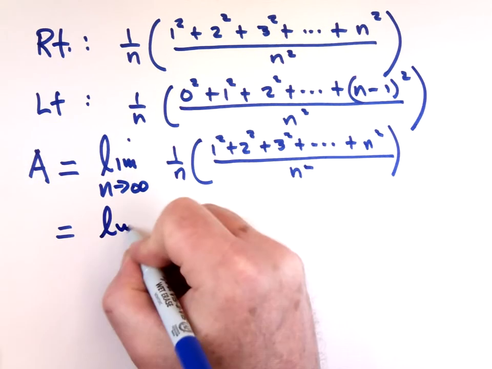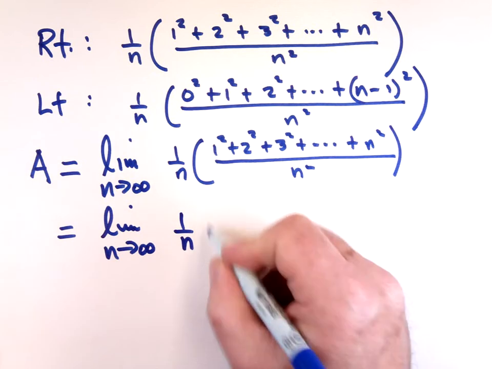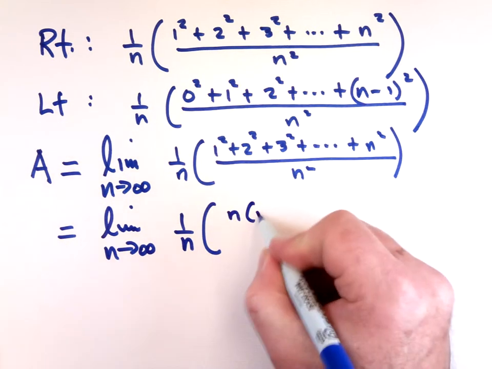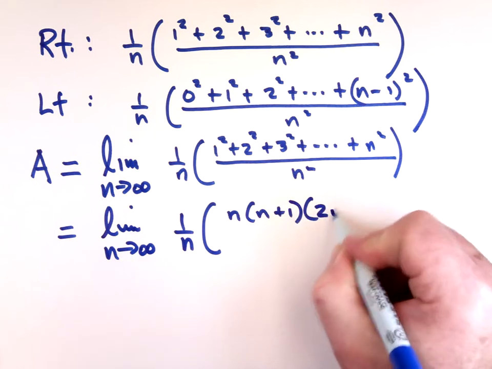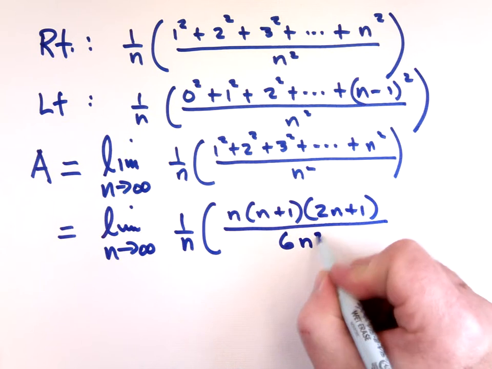What's the sum of the first n squares? It's n times n plus 1 times 2n plus 1, divided by 6. That's what the formula gives us for the sum of the first n squares. Okay? I have a question.